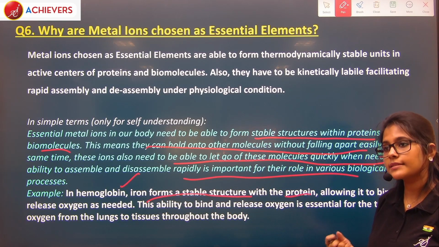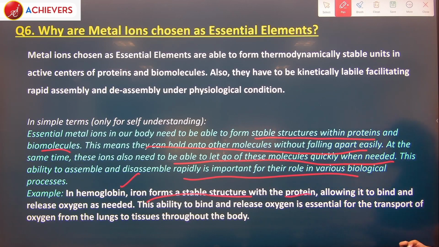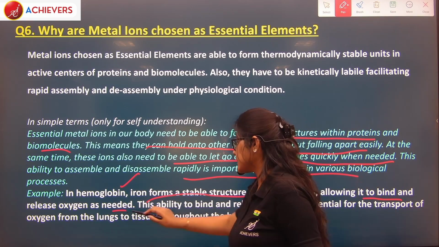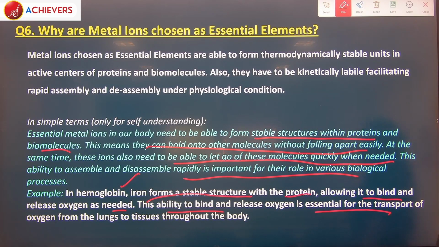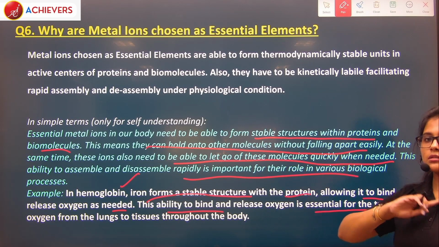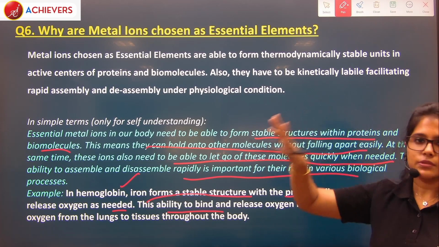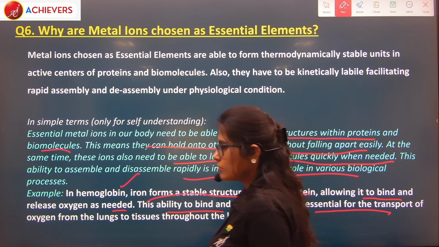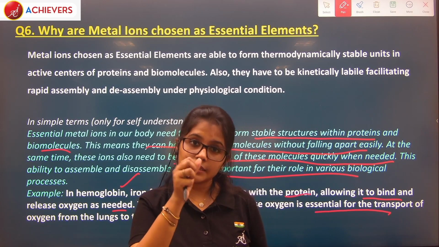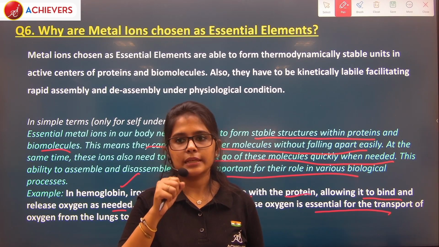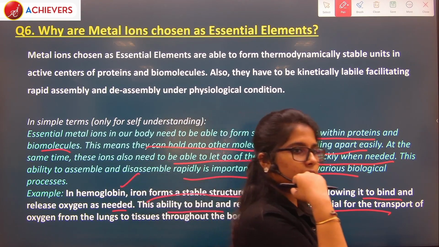प्रोटिनের সাথে আয়রন একটা স্টেবল স্ট্রাকচার করে। ऐसे इससे क्या होता है, allowing it to bind and release oxygen as needed. This ability to bind and release oxygen is essential for the transport of oxygen from the lungs to tissues all around the body. तो अगर हमेशा पकड़ के रखेगा ऑक्सीजन, मतलब it needs to hold the oxygen so that it can carry the oxygen to wherever it is needed in the body.